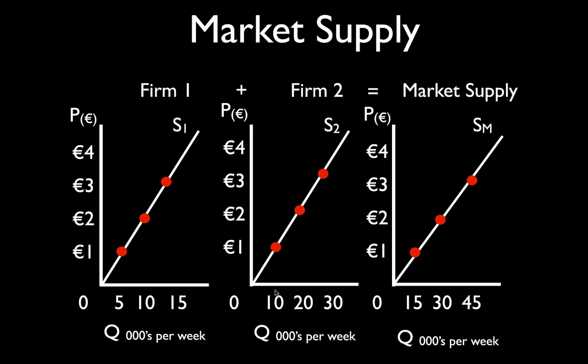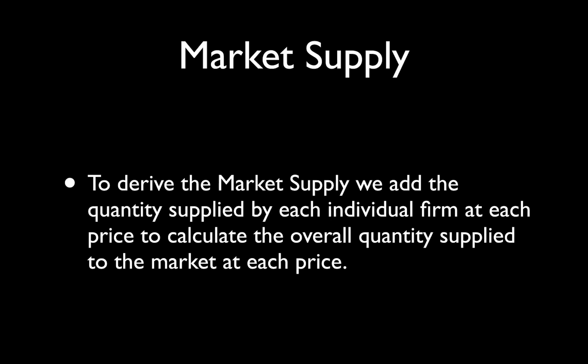Now, I really hope that helps. There's just one last thing that I want you to understand, which is just a recap of everything that I've already said. To derive the market supply, we add the quantity supplied by each individual firm at each price to calculate the overall quantity supplied to the market at each price.